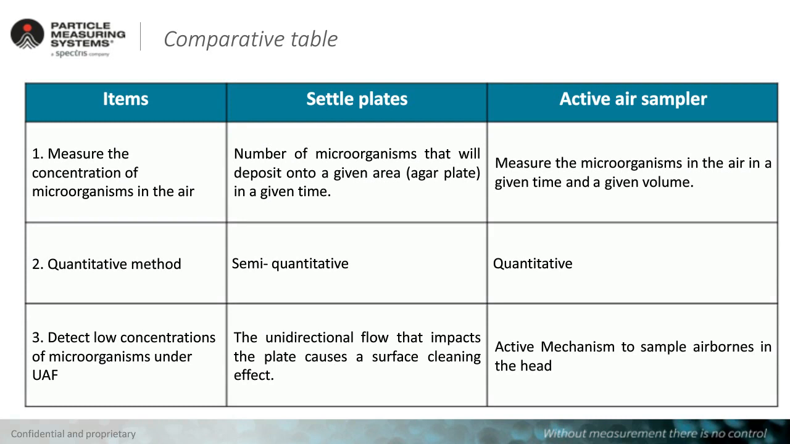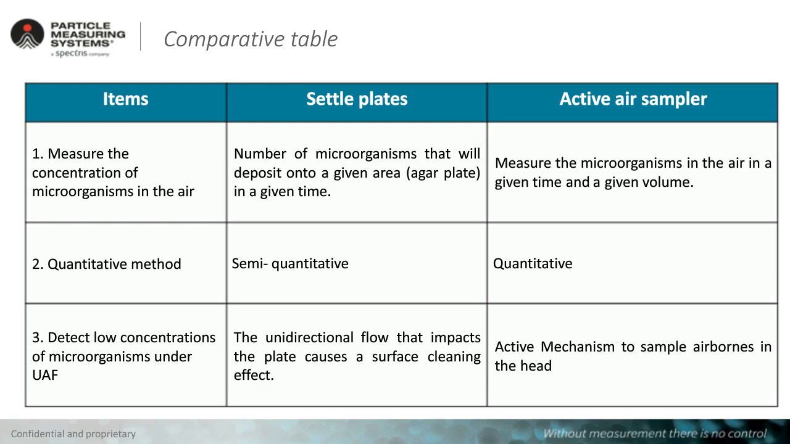The first one is to measure the concentration of microorganisms in the air. We need to understand that we want to know what quality the air of our surrounding manufacturing is. So in that respect, we should think about the active air samplers, which measure the microorganisms in the air in a given time and a given volume. This is very good. This is what we really need, because then we can determine the quality of air.